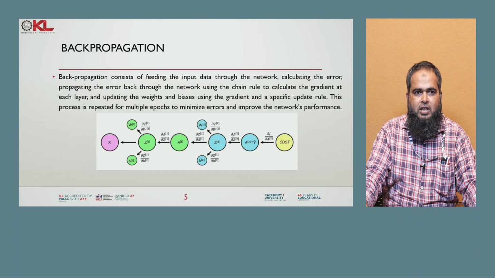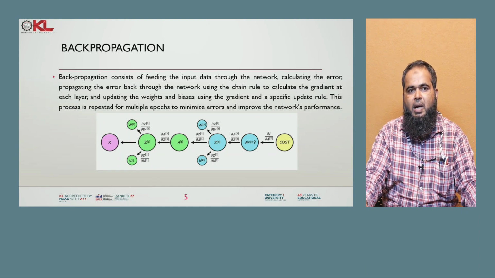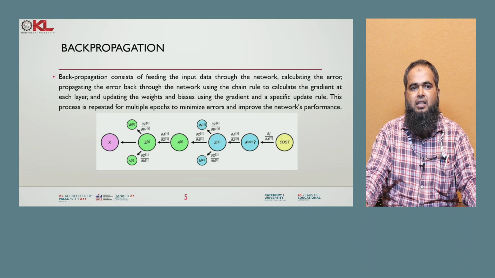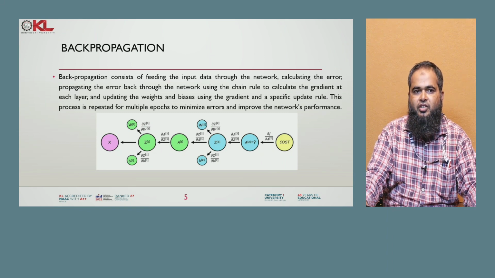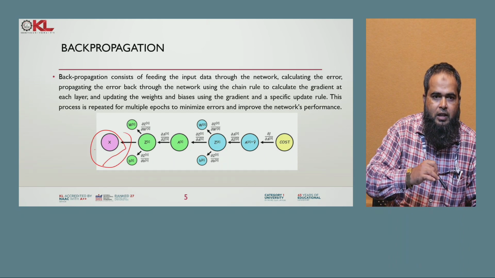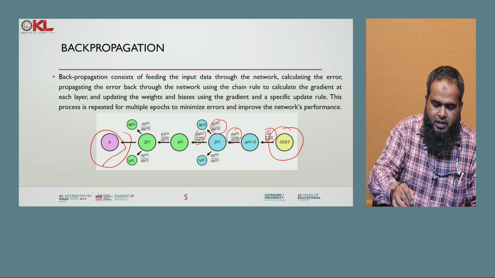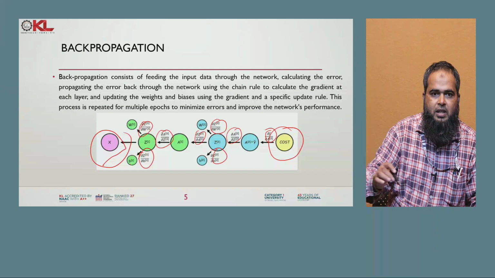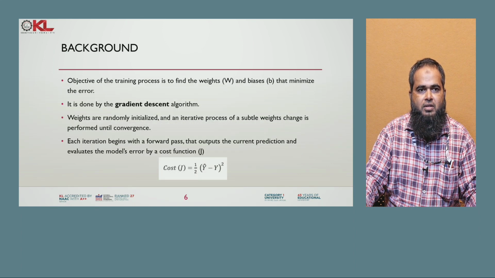So, in this slide I am explaining the whole concept of the backpropagation network. What is backpropagation? It is feeding the input data through the network, calculating the error, propagating the error back through the network using the chain rule, and calculating the gradient at each layer. Here, this is the input and here is the cost function, and we have to take the partial derivative of each weight in each and every step. This process is repeated for multiple epochs to minimize the error and improve the network's performance.